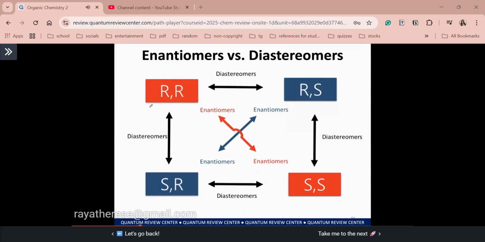In terms of the comparison of your enantiomers and your diastereomers, check their stark difference. For enantiomers, they are mirror images, right? Total change of configuration. See, from RR, we switched it to SS. So they are enantiomeric pairs. For RS, you said switch. So again, the R becomes S, and the S will eventually become R to form your enantiomeric pairs.